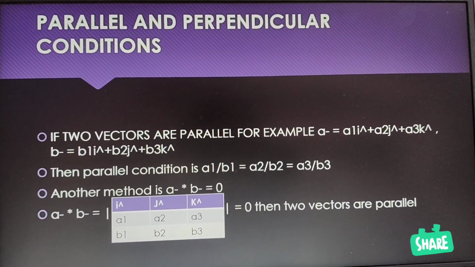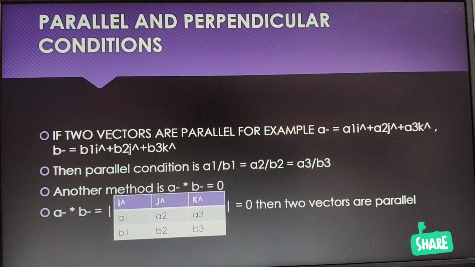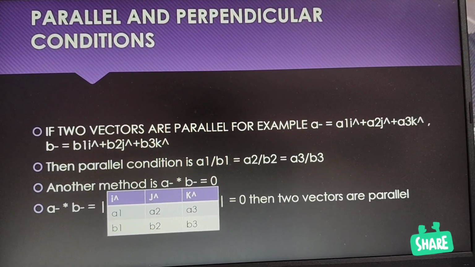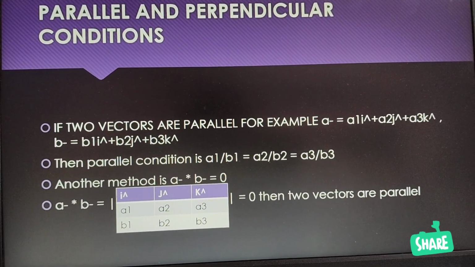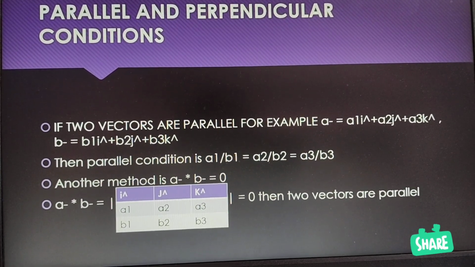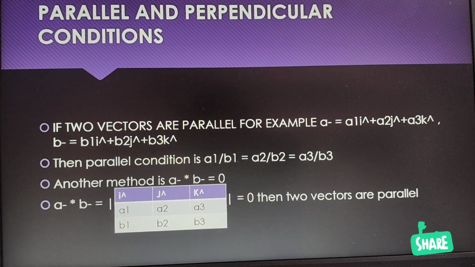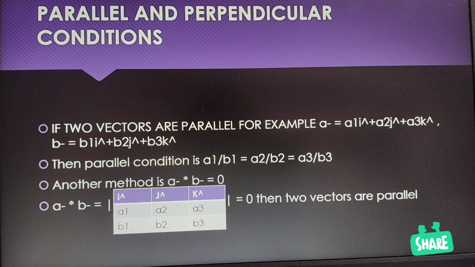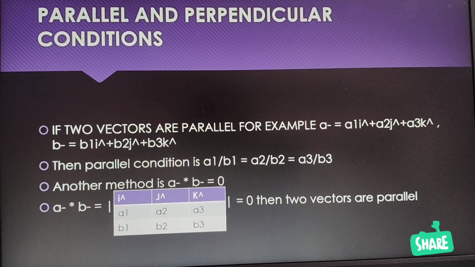Formulas for these. First of all, for parallel: if two vectors are parallel, for example A bar and B bar, and you want to find whether they are parallel, then the first and basic formula is equating the ratios of components. A1 by B1 equal to A2 by B2 equal to A3 by B3. Remember these formulas. This is the same formula used even in collinear also.